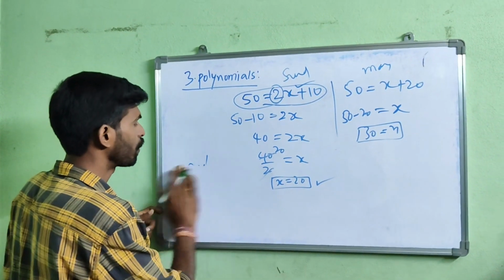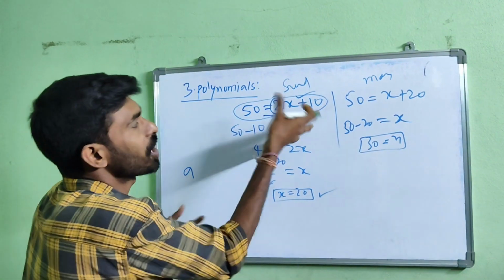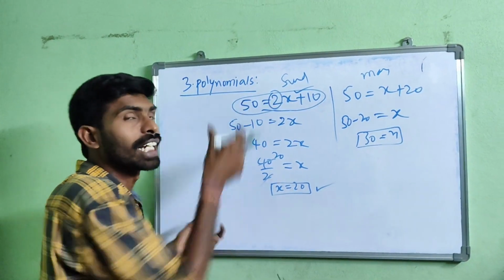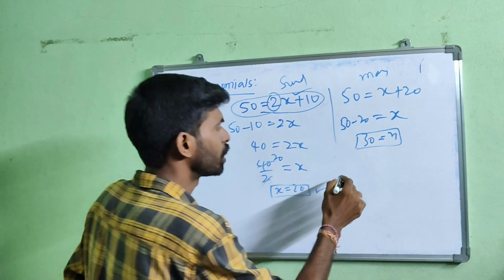If I take into consideration, these polynomials are expressions. These are expressions, right? We are forming one expression regarding our life, that is the market and the cost of the tomato. Same thing if I take.